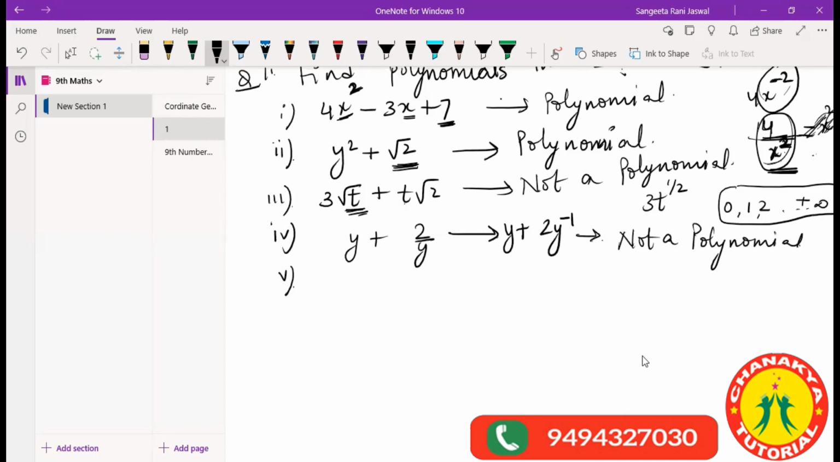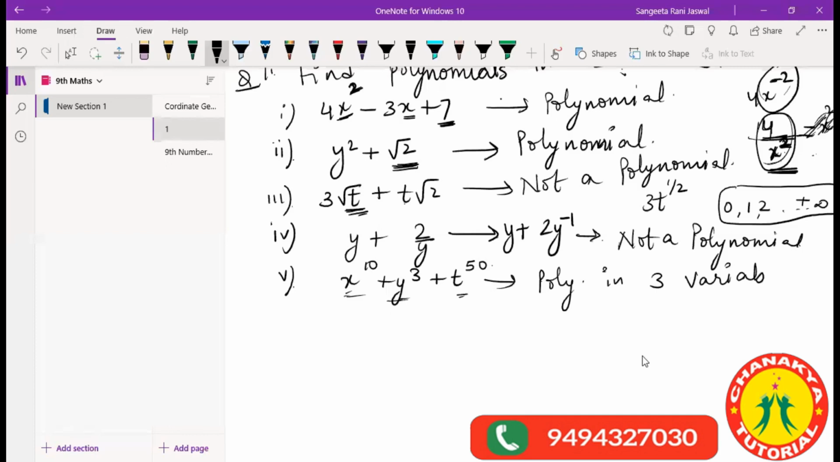Okay, let's see the next. This is x raised to power 10 plus y raised to power 3 plus t raised to power, I think it's 50 written in my book. Now what can you say, is this a polynomial? No, ma'am, because it has three different variables. It is a polynomial, but not in one variable. It is a polynomial in 3 variables, but not in one variable.